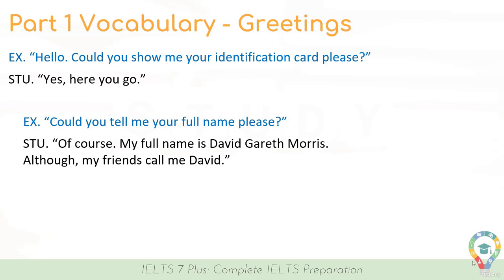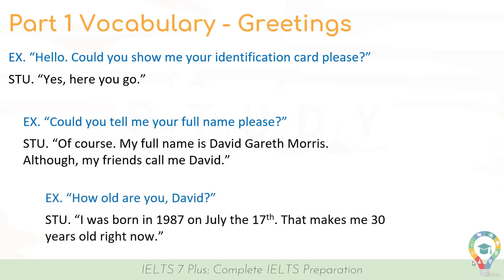Of course, my full name is David Gareth Morris, although my friends call me David. Here is another question that you could quite possibly get in the very first introduction phase of the test. How old are you, David? I was born in 1987 on July the 17th. That makes me 30 years old right now.